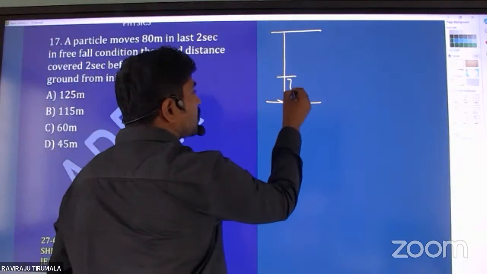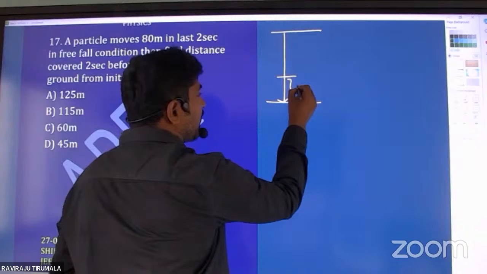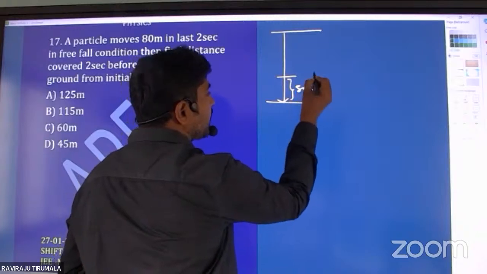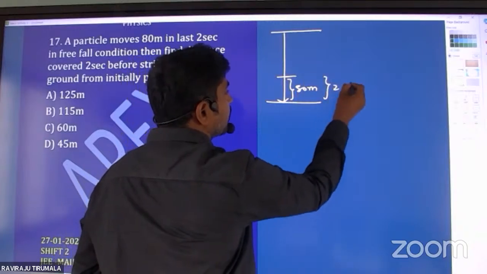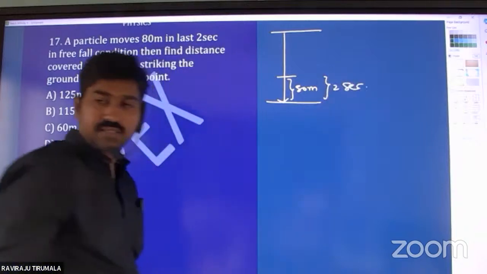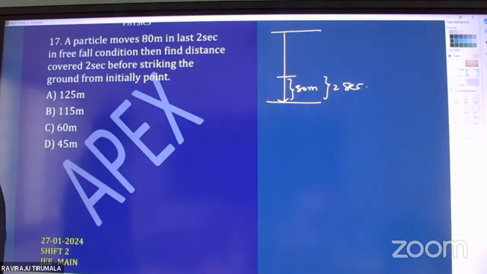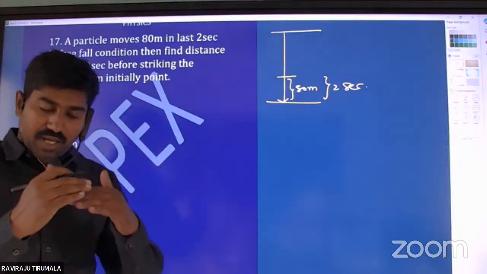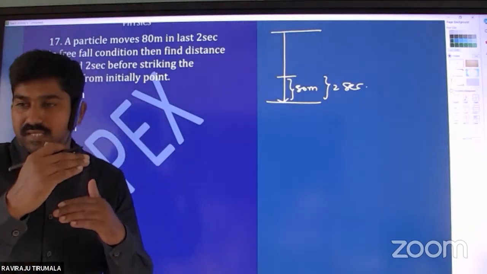But in the last 2 seconds, how much distance does it travel? 80 meters it traveled only in 2 seconds. What is the formula for the distance traveled in the last 2 seconds? You can do it in 2 ways. One is last second distance and previous second distance.